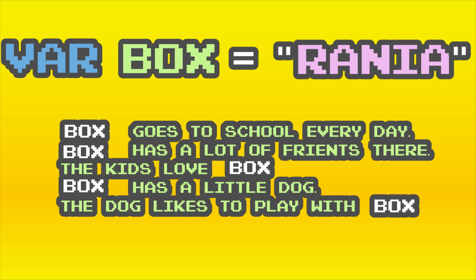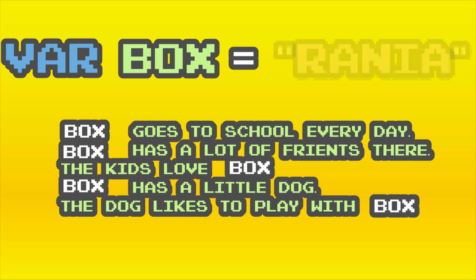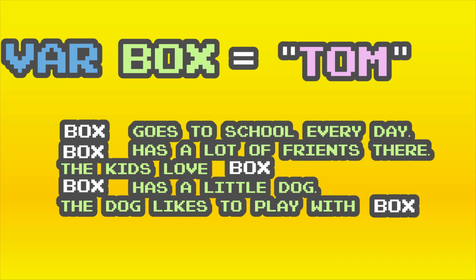Every time JavaScript sees the variable box, it reads the content of the variable box. In this case, the name Rania. So, for example, although we see the name of our variable box in the text, JavaScript reads, Rania goes to school every day. The same goes for all next sentences. To understand this better, let's change again the content of our variable to Tom. JavaScript now reads, Tom goes to school every day.